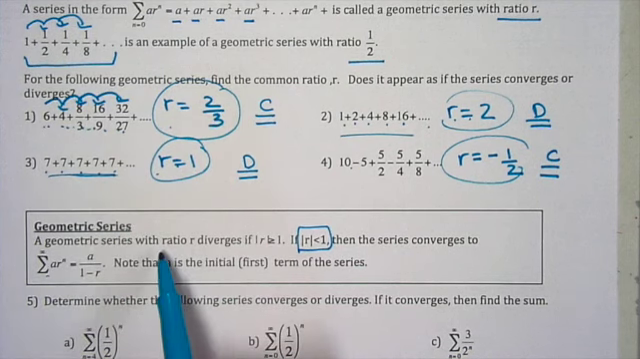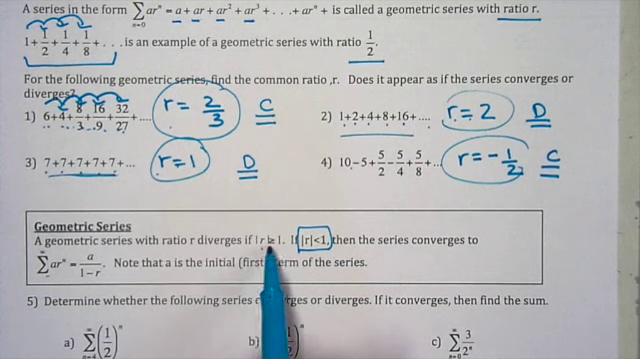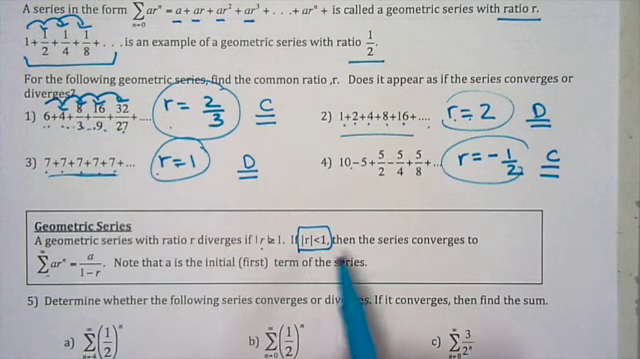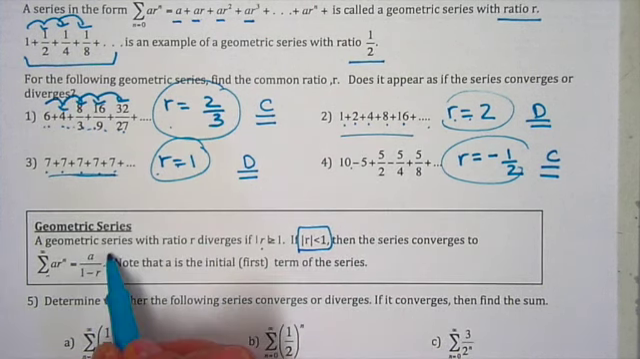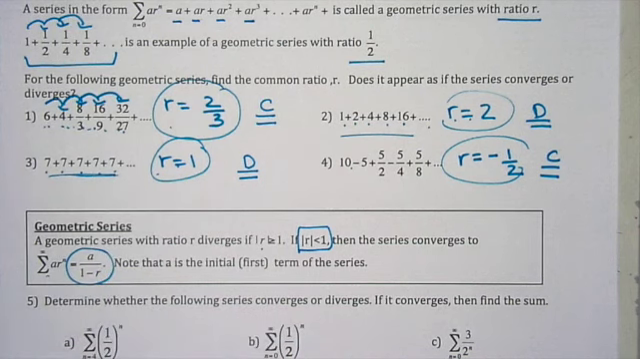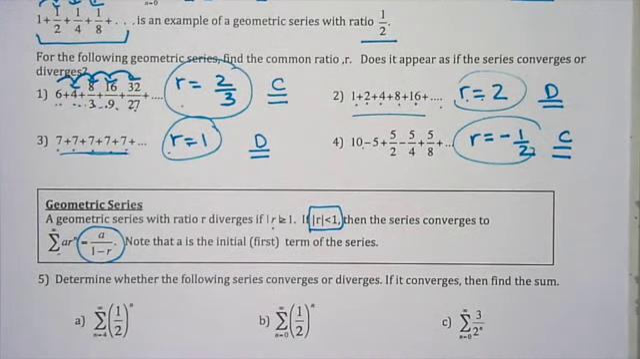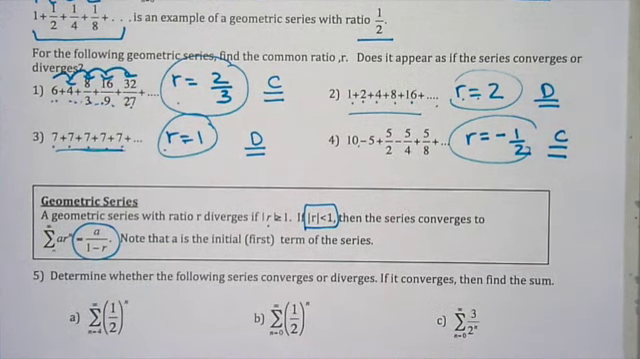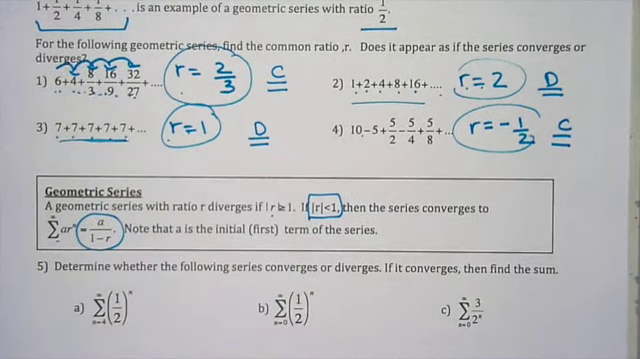If that common ratio is greater than or equal to 1, and it doesn't matter whether it's negative, it's the absolute value, then we say it diverges. If that common ratio is less than 1, then we say it converges, and the sum of that series is going to be A over 1 minus R, where A is going to be the first term in your series. So let's go ahead and look at a couple of these.